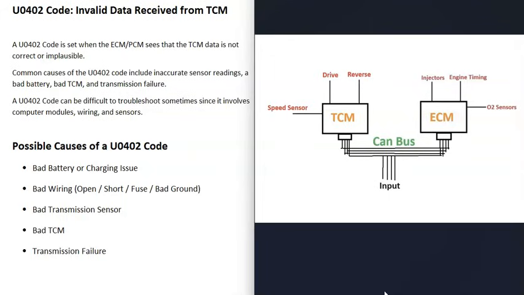And then it can control things like shifting or when the vehicle goes into drive or reverse or different things like this. And when you get a U0402 code, other computer control modules like the ECM or PCM are seeing that the information coming from the TCM is not correct and that some kind of issue is going on with it. And so it's going to have to be troubleshot to know why.